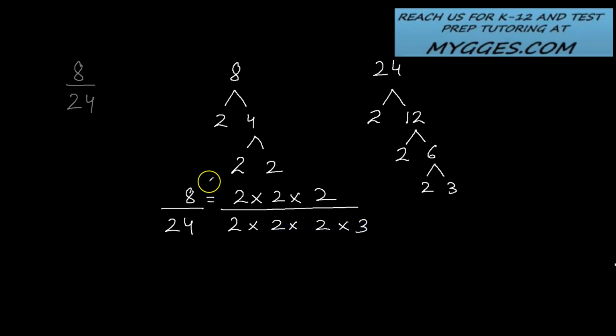Now we cancel out all the common prime factors between 8 and 24. So this 2 is common, these 2 are common, and these 2 are common. Now nothing else is common. So what we are left with on the top, since it's nothing, is of course 1. And at the bottom, we just remain with 3. So the simplified form of 8 over 24 is 1/3.